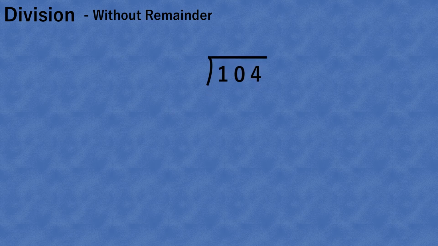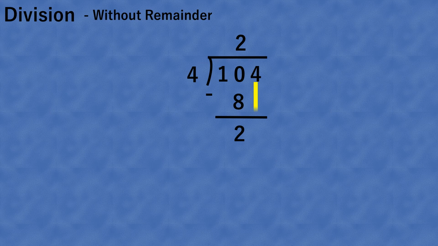This time we will try 104 divided by 4. As you can see, 1 is less than 4, so we need to include 0. It will become 10 divided by 4. 10 divided by 4 equals 2, because 2 times 4 equals 8. Subtract them now. 10 minus 8 equals 2.